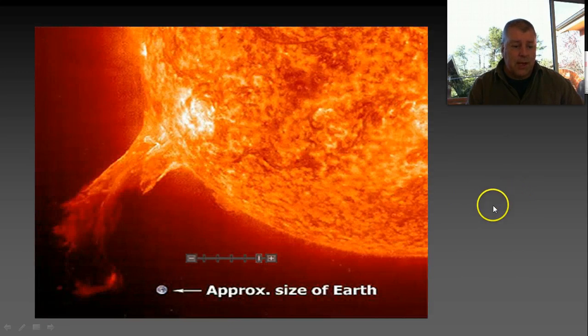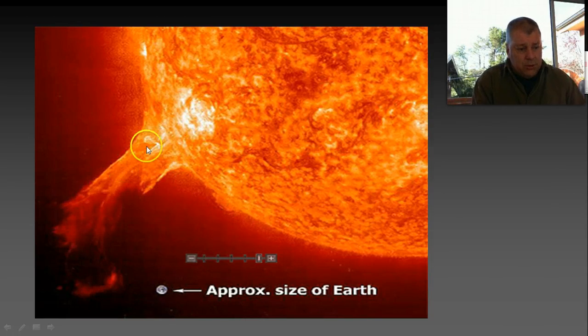And just to give you a scale, sometimes it's hard to realise how big the Sun is. That would be the approximate size of Earth relative to the Sun. And there's one of these protuberances, the solar flares, sending off. So if Earth was there, it would get swallowed up pretty easily.